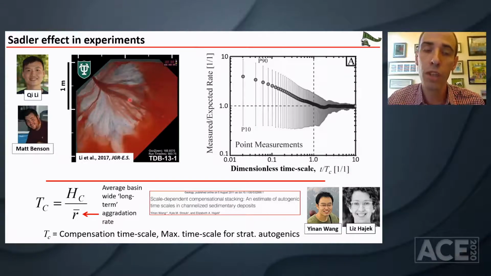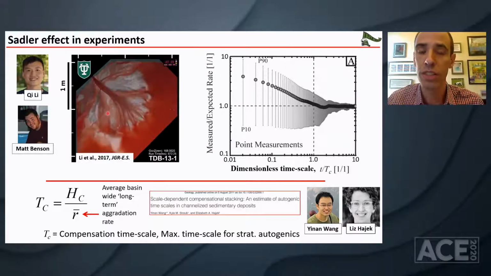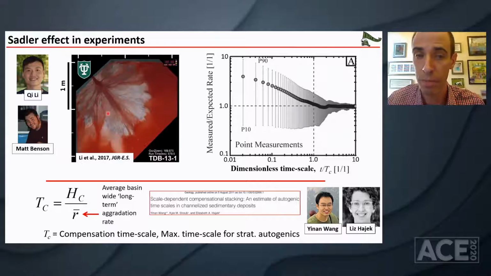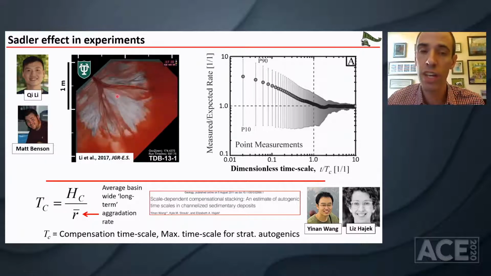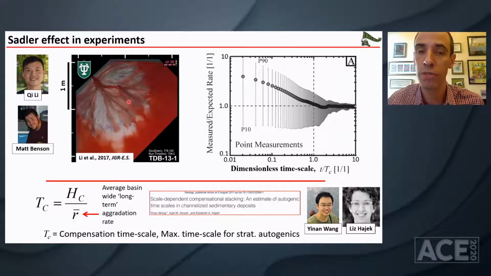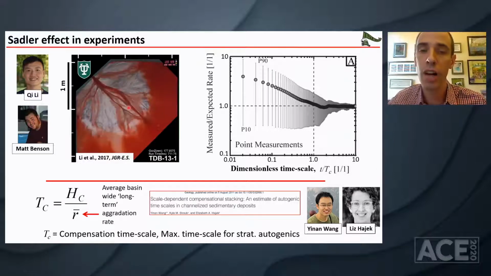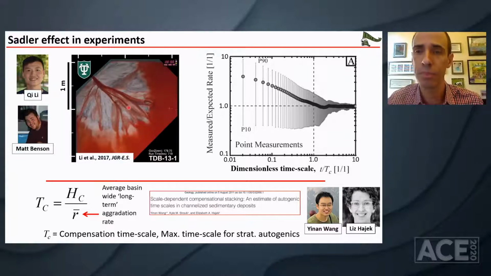And so what you'll see here is some locations on the delta at some time periods are receiving no sediment, while others have channels moving over them. And also these channels, as they sweep across the surface, can do erosion. So you're creating stratigraphic hiatuses.